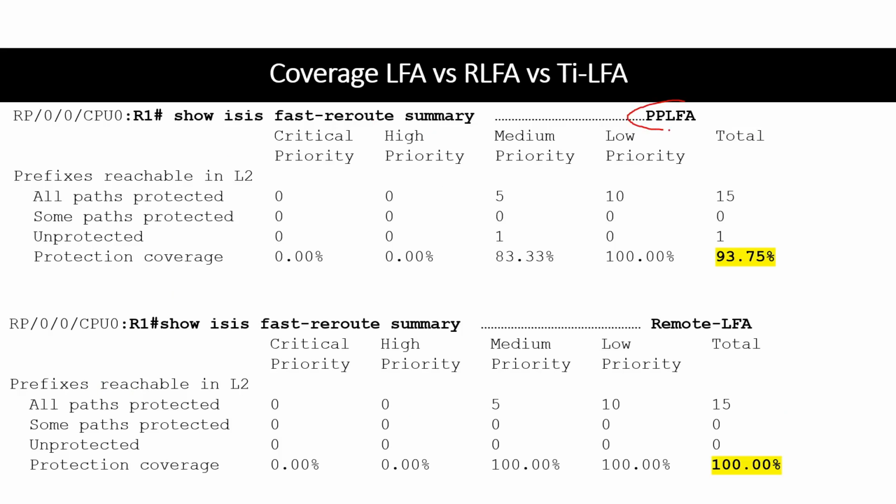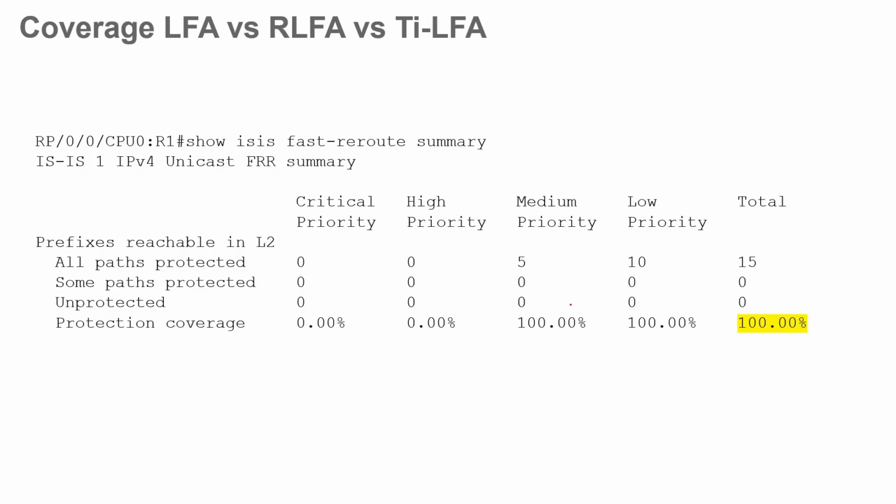This first is for the loop free alternate, per prefix loop free alternate. Here we are getting 93.75%. If we go further and implement the remote LFA, we get 100% here. And this is the case for Ti-LFA. In the case of Ti-LFA, we always get 100%.